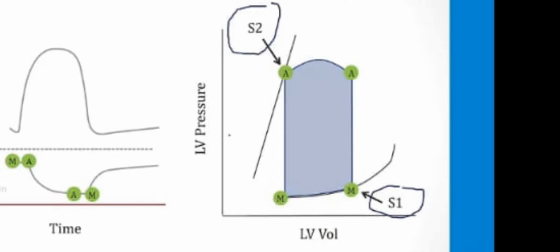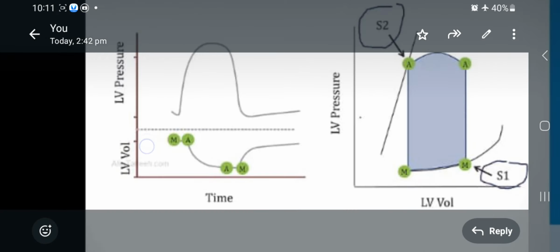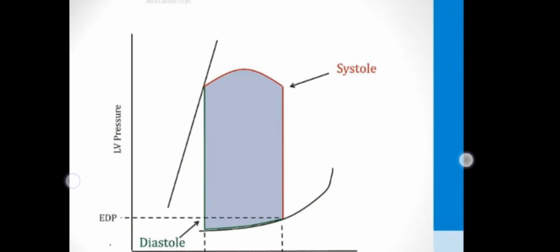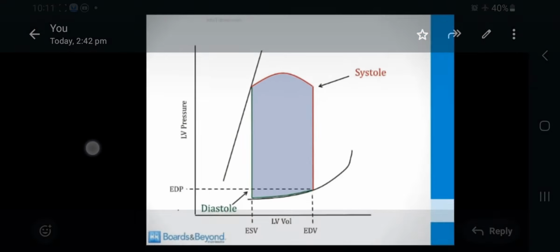Then aortic valve will open, right? Then the volume will decrease, and again aortic valve closes, that will produce S2 sound. Okay, this one is representing systole with red and diastole with green.